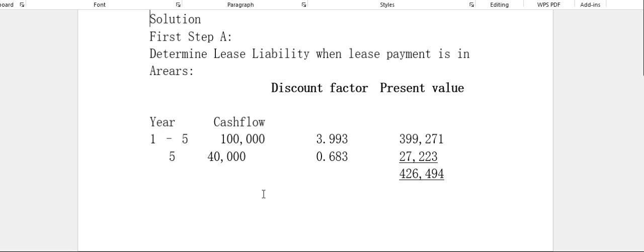We have the cash flows. So the cash flows, we have 100,000 and 40,000. Somebody will ask me, where is this 40,000 coming from? Now let me begin. The contract will be 5 years, and that's why we have year 1 to 5. Lease payment per year is 100,000. The discount factor is at 8%. We were told that the interest rate implicit is 8%.